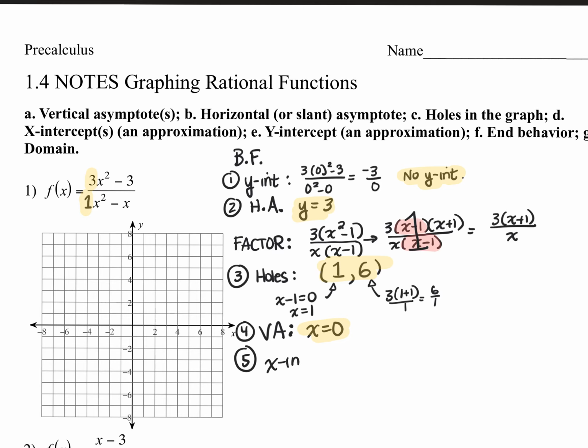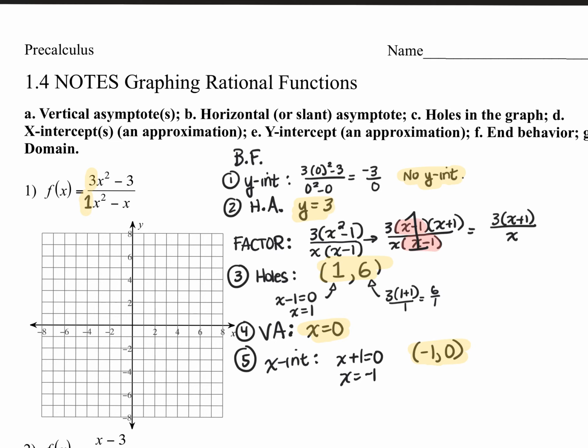We take the factor x plus 1 and we say what's going to make it 0, and that's just going to be when x is -1. So my x-intercept is not just -1. That's not how I write it. I write it as an ordered pair, (-1, 0), because that's the coordinates for that x-intercept.